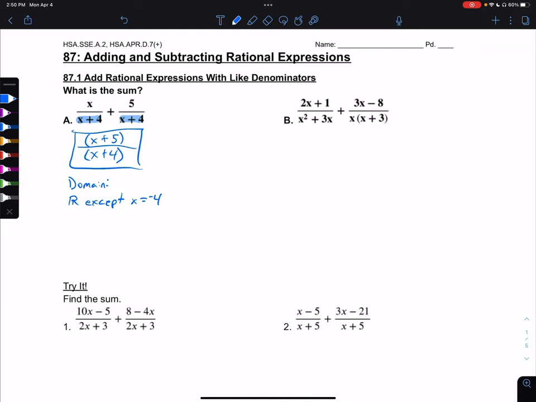All right, part B, we're going to be looking at the same thing. Notice that your denominators do appear to be different, but if I was to factor my first rational expression, so if I take the x squared plus 3x, they have a common factor of x. So if I factor out that x, I am left with x plus 3. And now my denominators are the same. So I'm going to add this second rational expression.